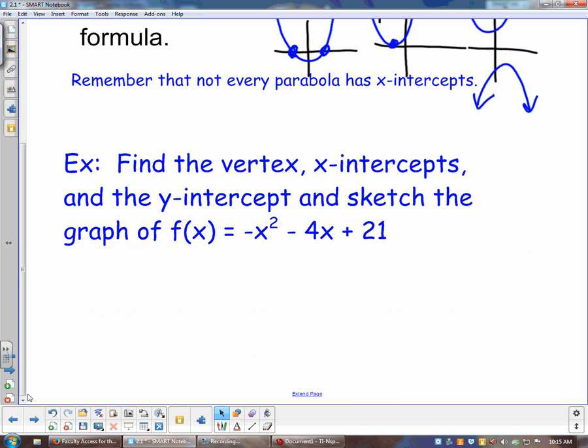All right, so let's take a look at this example. You're going to find the vertex, the x-intercepts, and the y-intercept, and sketch the graph of f of x equaling negative x squared minus 4x plus 21. At this point, I am going to pause the video while you are working on this.